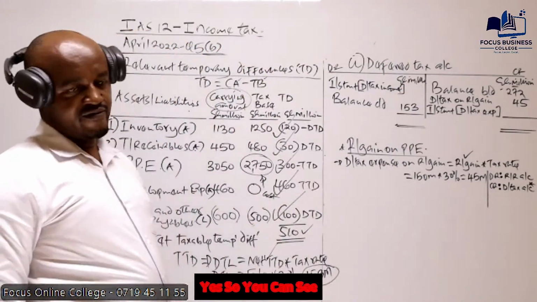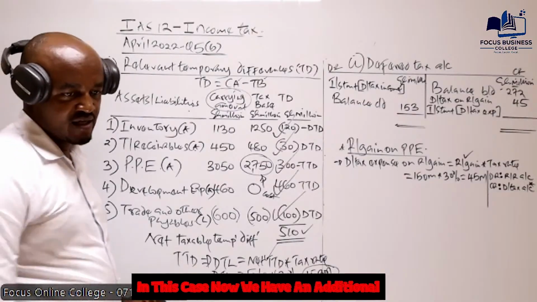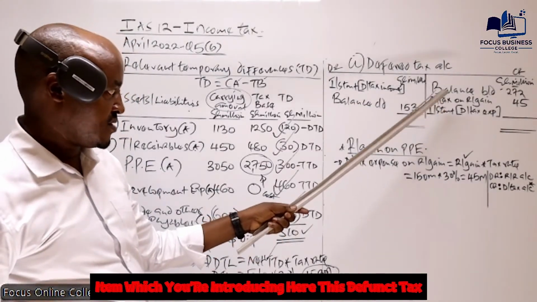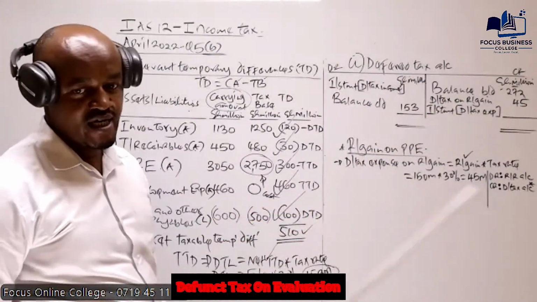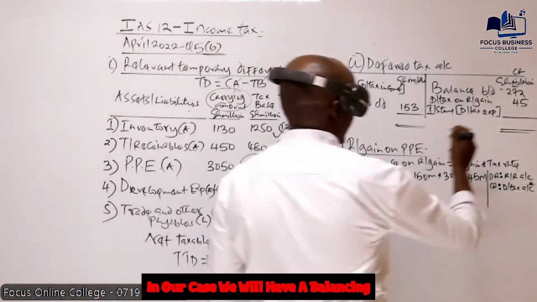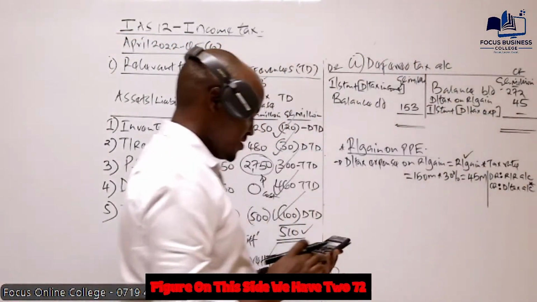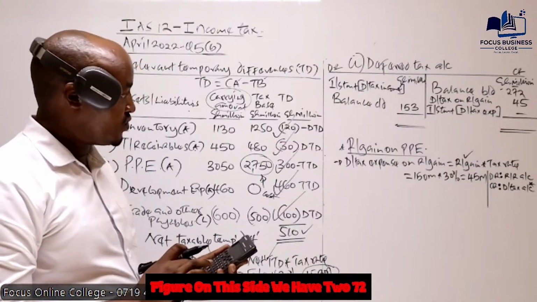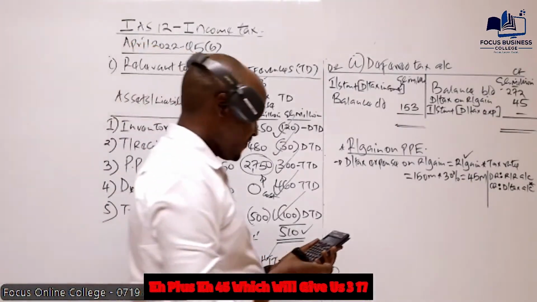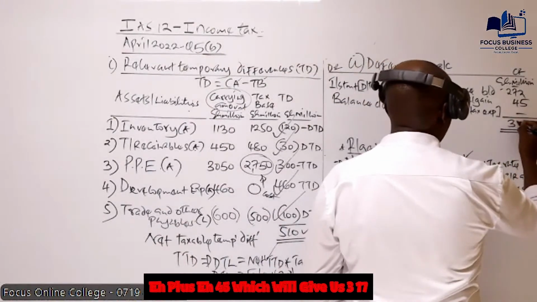So you can see from what you have done in the other question, in this case we now have an additional item that we are introducing here, the deferred tax on revaluation gain. I think in our case we will have a balancing figure on this side. We have 272 plus 45 plus 45, which will give us 317.